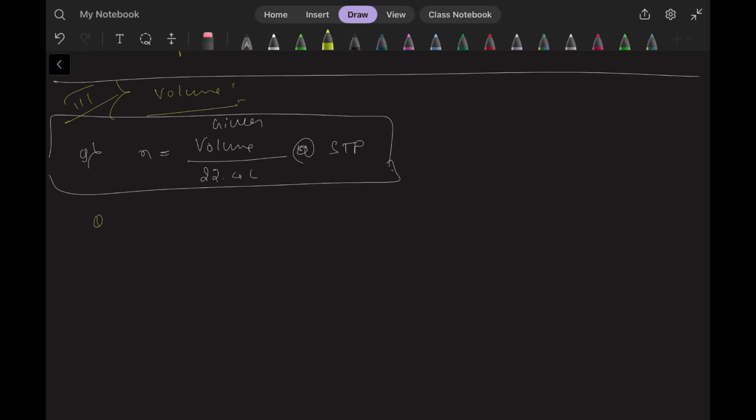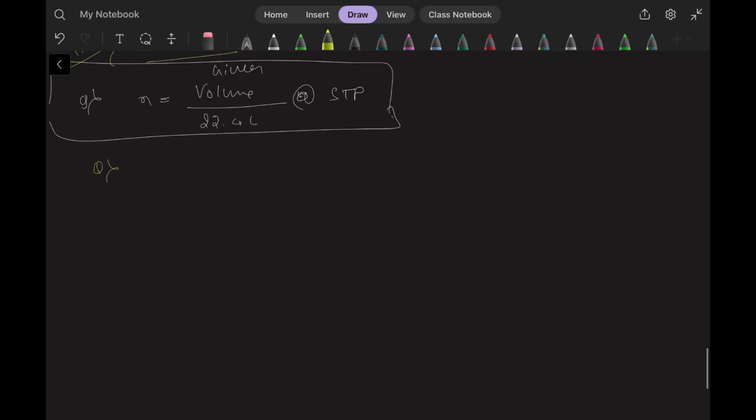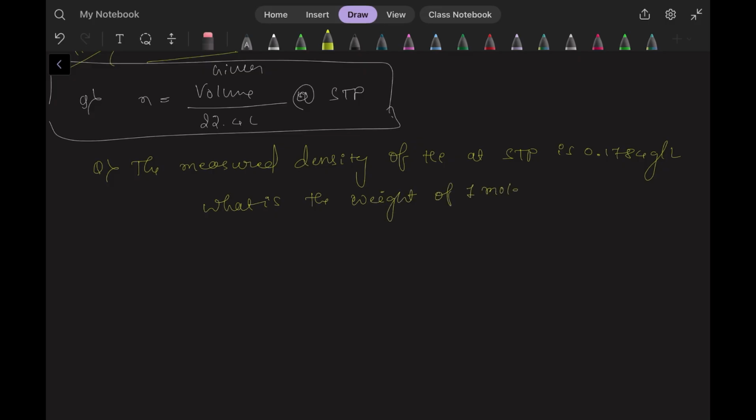See how they are going to ask the question based on the volume point of view. Question is, the measured density of helium at STP is 0.1784 gram per liter. What is the weight or mass of 1 mole of helium?